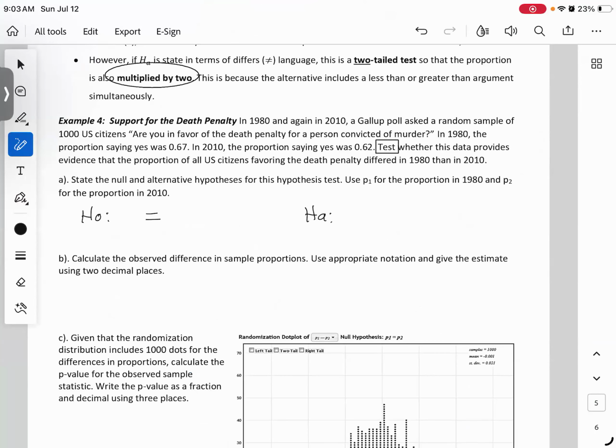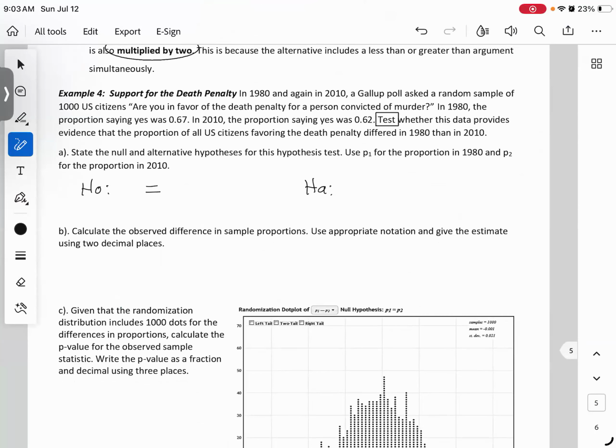And the other thing I want you to do, maybe before I ruin it, is also do part B, which would be what did they actually observe? Like what happened the first time around, what happened the second time around, what were each of those proportions? And if you were to subtract those two values, what would be the difference between the first time they collected data versus the second time?